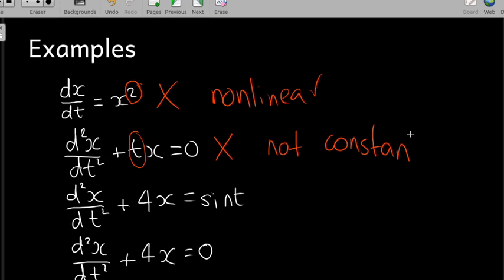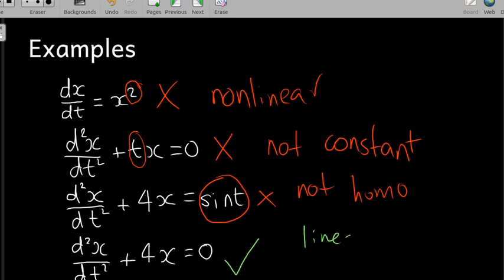Moving on to the third example, this one is now linear, and it has coefficients 4 and 1, and those are both constant, so it is linear with constant coefficients, but the right hand side is not 0. So that means that this is not homogeneous. And that leaves us finally with this ODE at the bottom here. This is linear, and it has constant coefficients 1 and 4, and the right hand side is 0, so it's homogeneous.